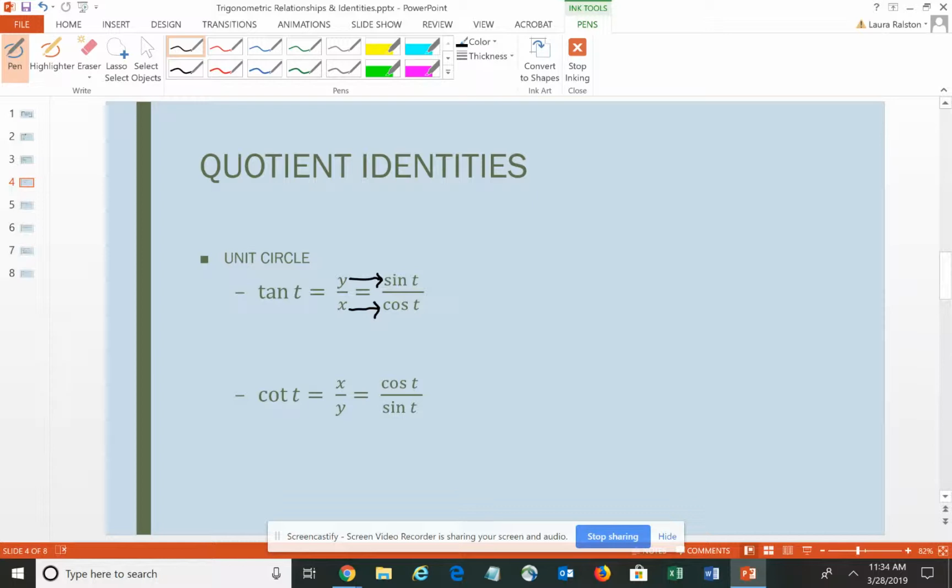Similarly, with cotangent, you have x divided by y, which is our definition, and then again we use the idea of substitution in that the x coordinate corresponds to the cosine and the y coordinate corresponds to the sine, so that cotangent is cosine t divided by sine t. Now these are called quotient identities because it looks like a fraction or a division problem.